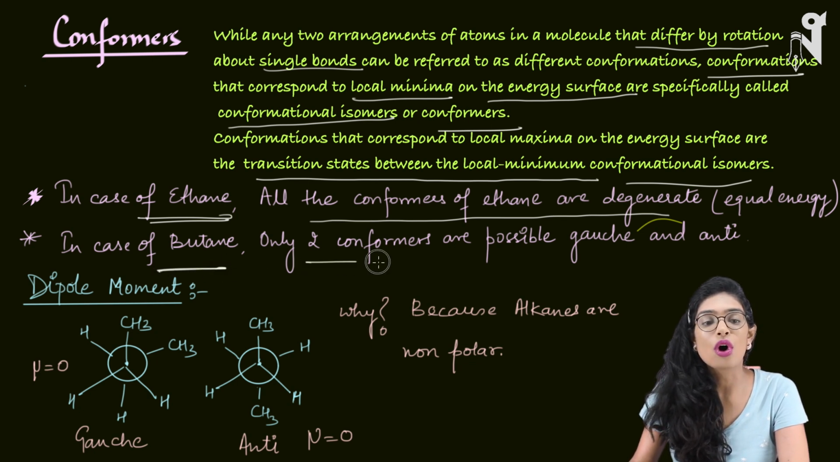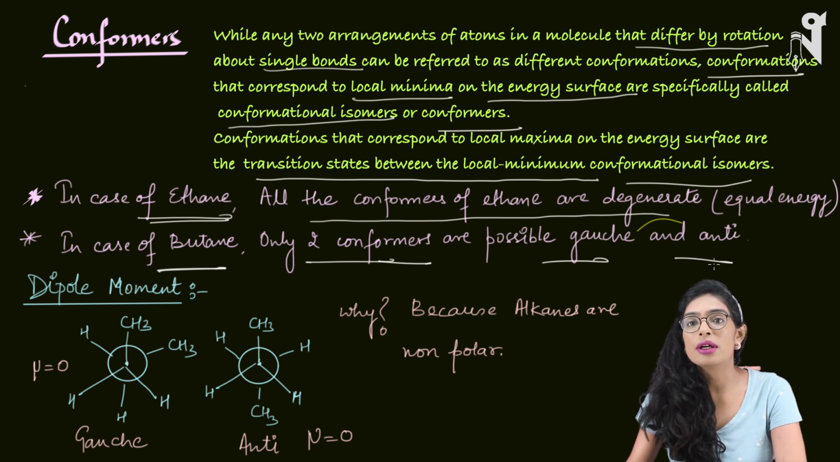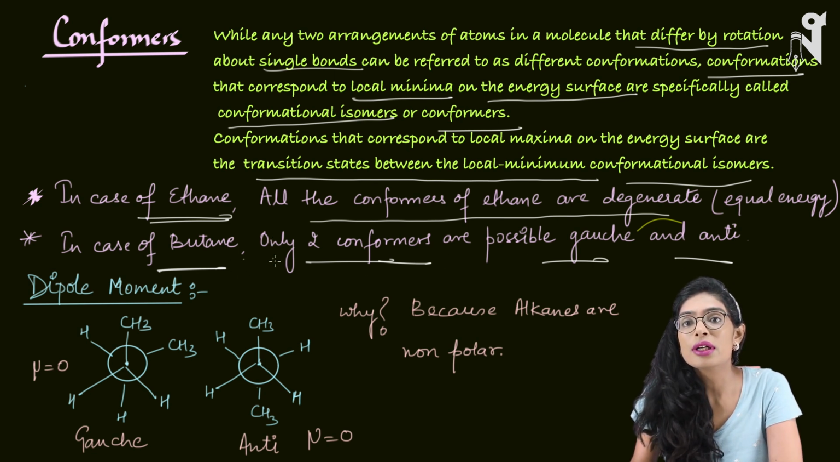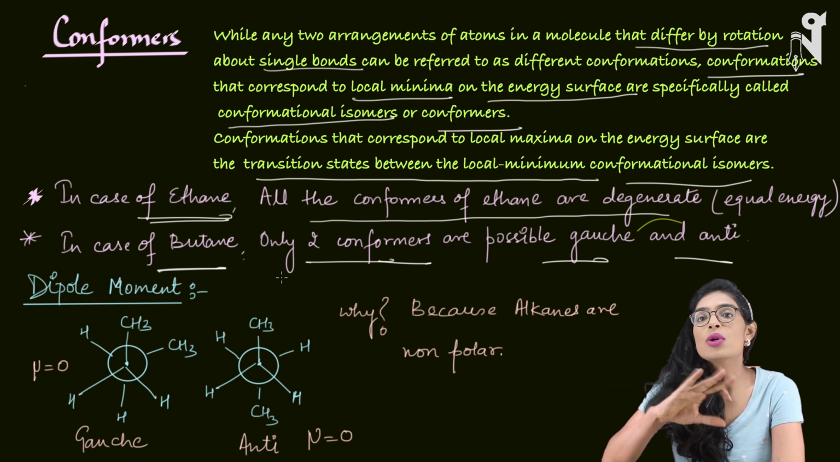Degenerate means they have exactly the same energy, whereas in case of butane we have only two conformers possible, one is gauche and the other anti, and their energies are different. So these are not degenerate conformers in case of butane, but in case of ethane we have degenerate conformers. Degenerate conformers are nothing else but the ones which have the same energy, no difference in the energy.